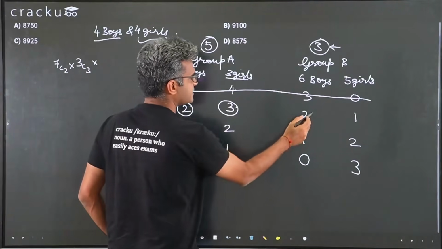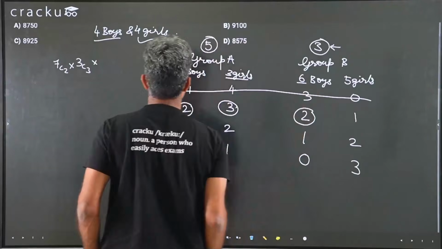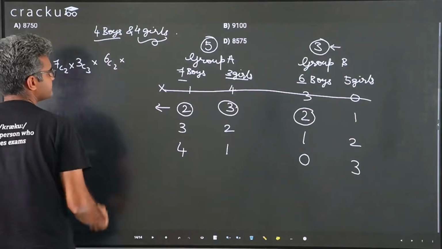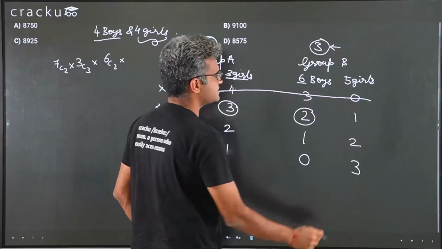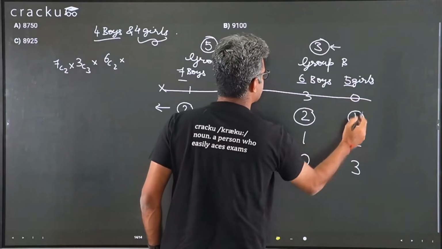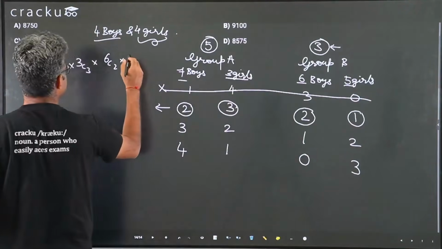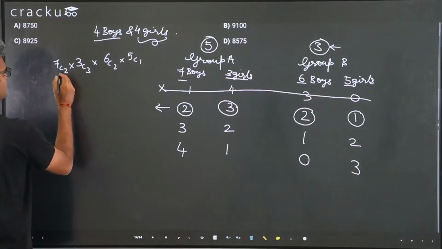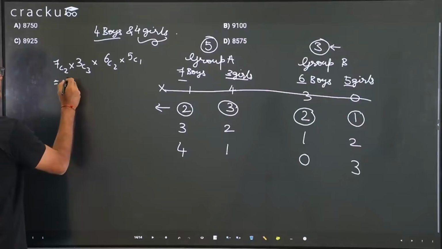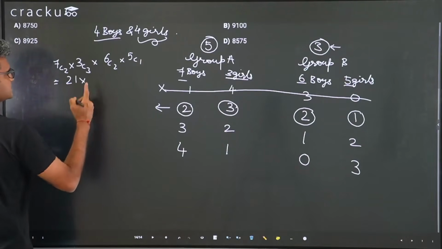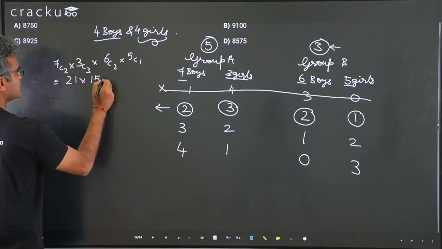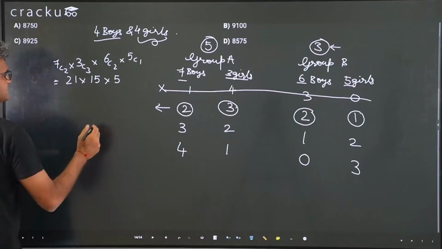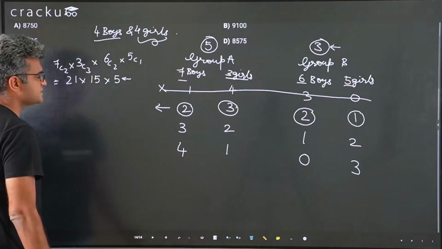And we need to select 2 boys from 6, that can be done in 6C2 ways. And we need to select one girl from 5, that can be done in 5C1 ways. This, if you simplify, is equal to 7C2 is 21 into 6C2 is 15 into 5C1 is 5. This is the first case. What about the second case?